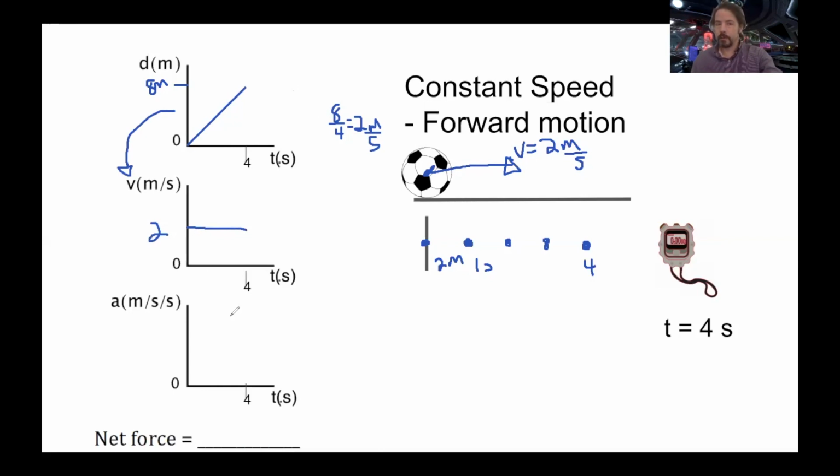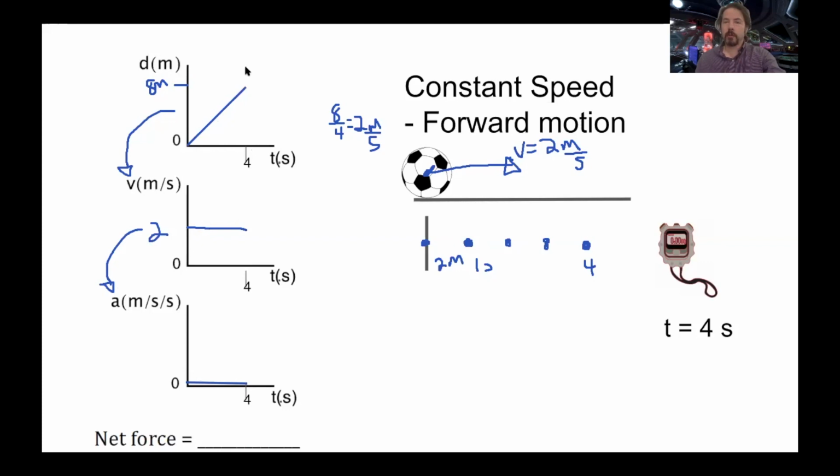Velocity is 2 meters per second everywhere in that 4 seconds. So right here it was 2 meters per second. Right here it was 2 meters per second. So everywhere on this graph, the velocity is unchanging. So if the velocity is unchanging, that means zero slope. So if I take the slope of it, my acceleration is still 0.